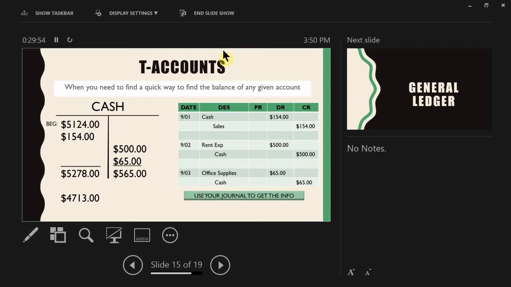All right, and here's the journal that associates with this T account right here. So here, I started off with my balance of 5,124. I'm sorry.